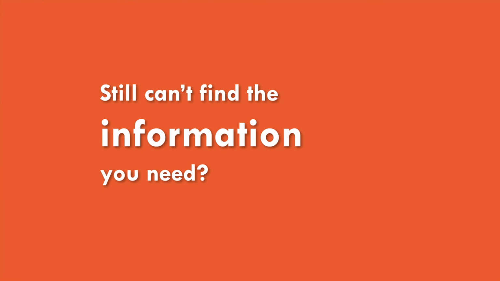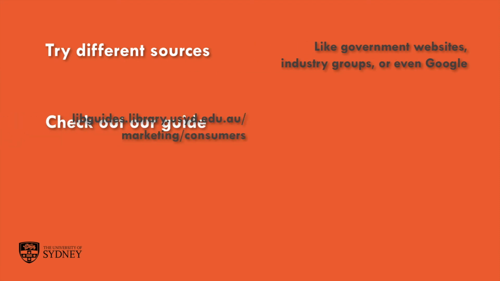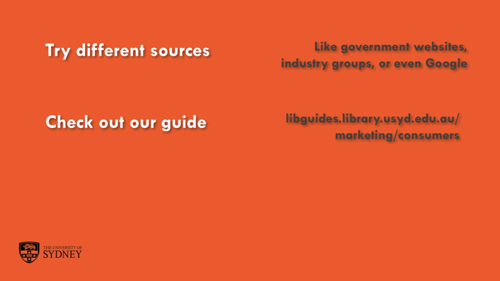If you still can't find the information you need, don't give up. There are a range of different sources that you can try, like different government websites, industry groups, or even Google. You can check out our marketing subject guide. The URL's on the screen here.